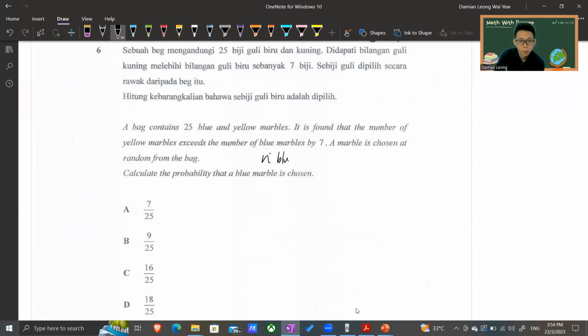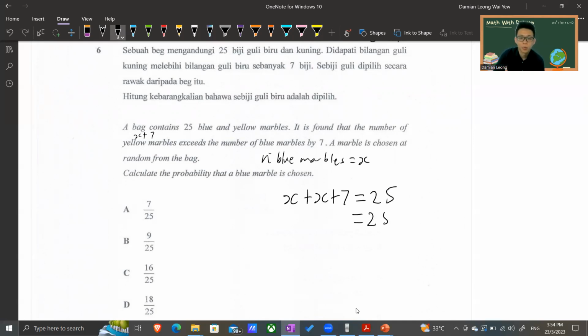Number of blue marbles, let it be x. The number of yellow marbles exceeds the number of blue marbles by 7, which means it is more than the number of blue marbles by 7, so the number of yellow marbles is x plus 7. If I add the number of blue and yellow marbles together, it should be 25, because they say the total is 25 marbles.